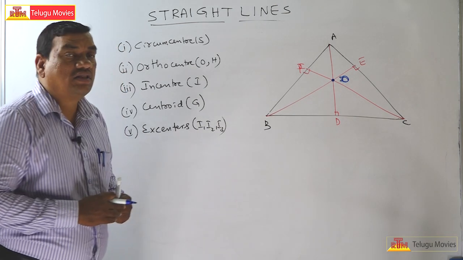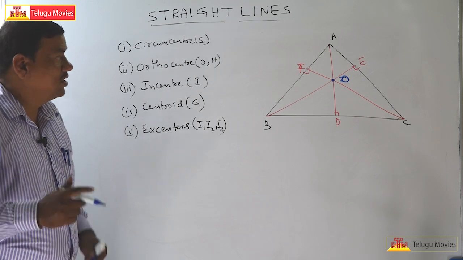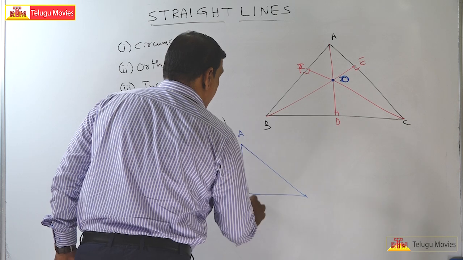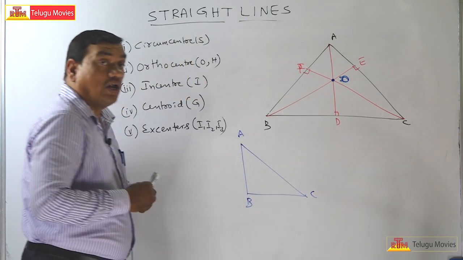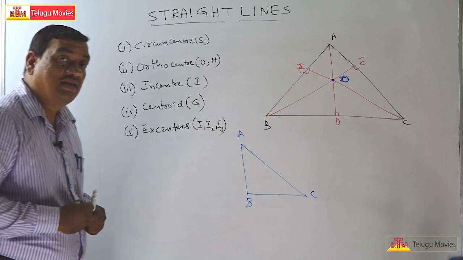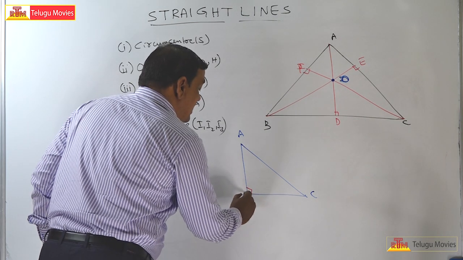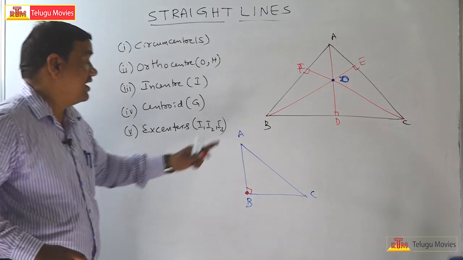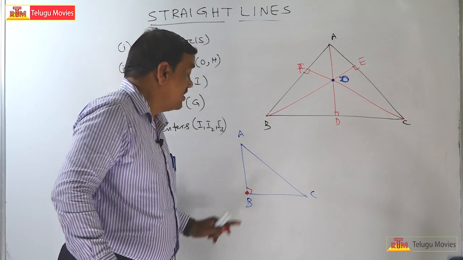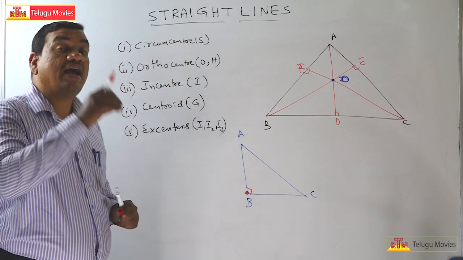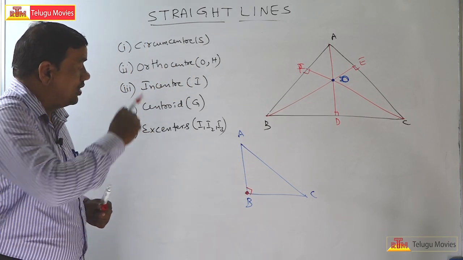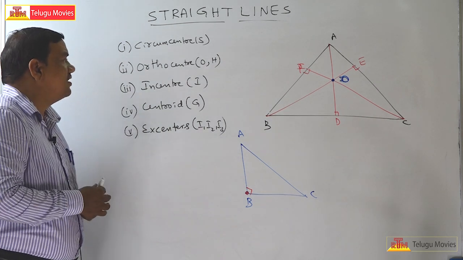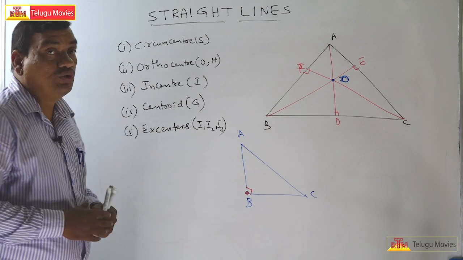Now, what are the properties of this orthocenter? If you take a right angle triangle ABC, the orthocenter lies at the vertex containing 90 degrees. So here B will be the orthocenter of the triangle ABC. If it is a right angle triangle, the orthocenter will lie at the right angle vertex. Right. So after learning this orthocenter, let us move to the incenter.